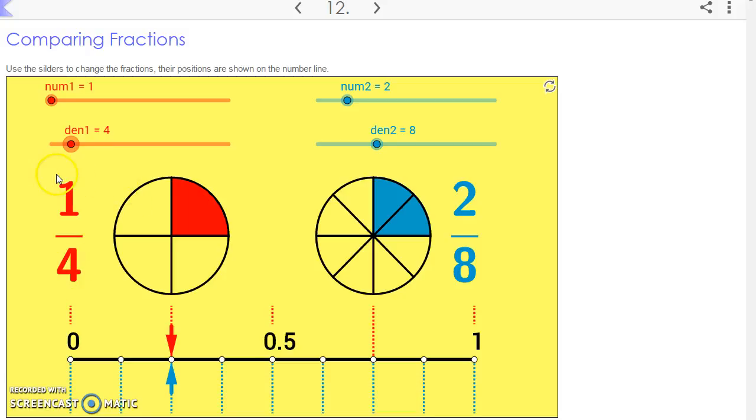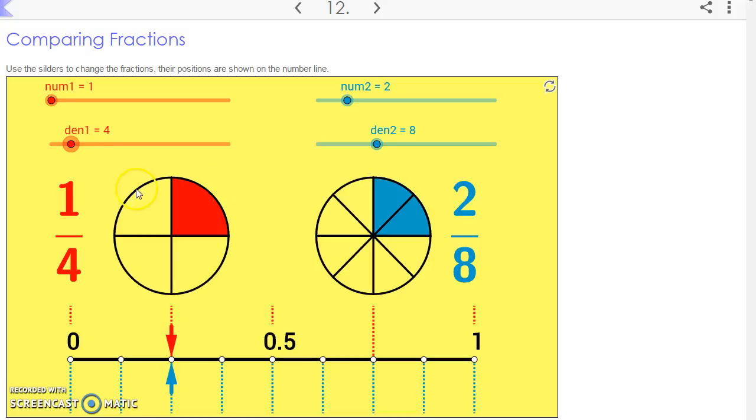As you can see, there are two fractions, and each fraction is represented as a pie chart, and each fraction is also represented on this number line. So the first thing I love about this and would use it for in my classroom is teaching students about simplifying fractions, because I've noticed that students a lot of the time will solve a fraction problem and come up with an answer like 4/8.